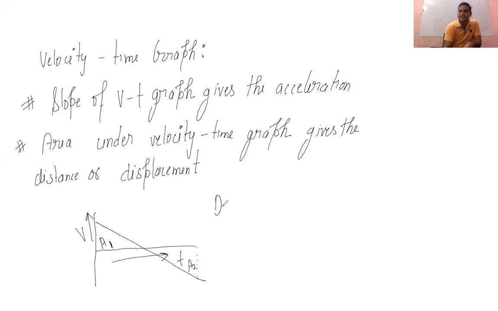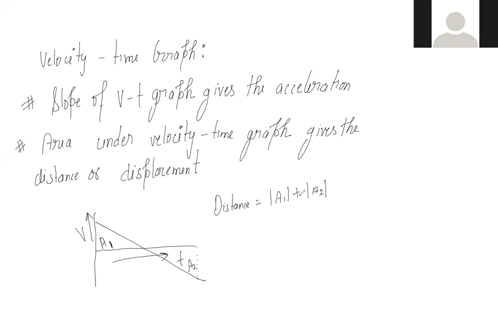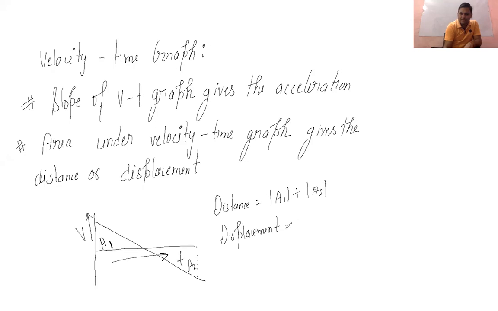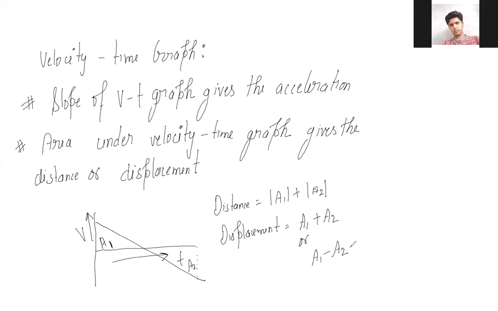So for the distance, you will write here, the distance will be mod of A1 plus mod of A2. And in case of the displacement, there will be no mod sign. So this will be A1 plus A2, or you can say here it will be A1 minus A2. So let's take one example for this. We'll take an example on this concept, how distance and displacement can be calculated.